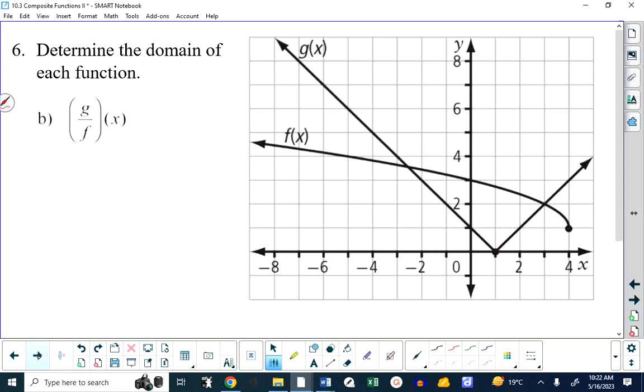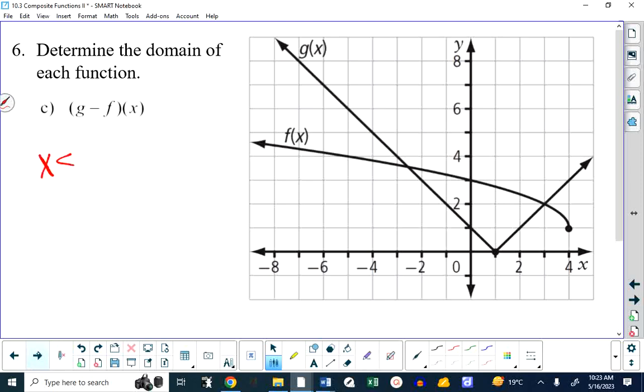If I said to you, what is the domain of g over f? You would start with x is less than or equal to 4. Is that the domain of g over f? Yes. There is no place in that domain where f of x is 0, so you're not going to be dividing by 0 anywhere.